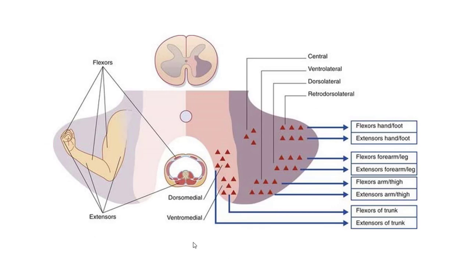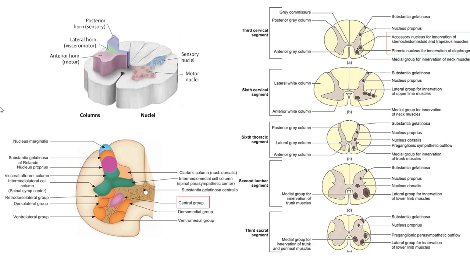There is something else that's quite neat about these nuclei. If you have a hard time remembering their functions, as we all do, you can easily work it out because the most medial part of the anterior horn supplies the most medial or axial structures, which are the trunk and the neck, and conversely, the most lateral or distal part supplies the most distal part of the body, which are the limbs.